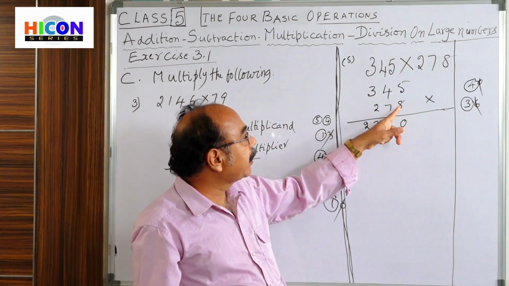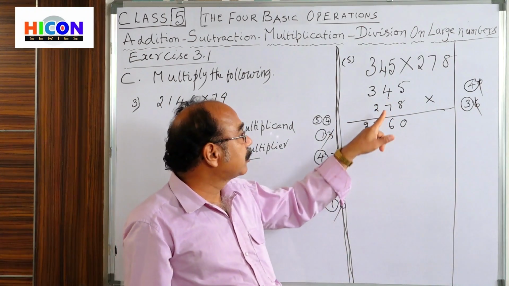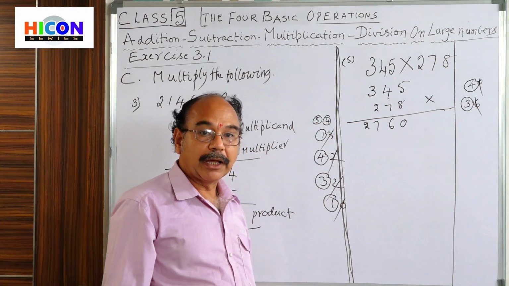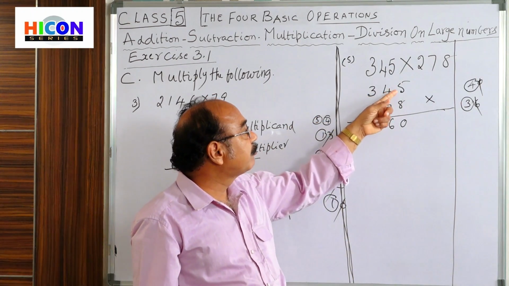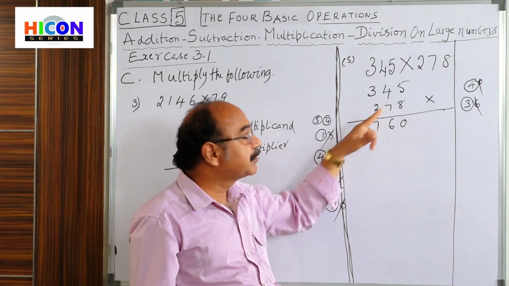Okay, we have finished multiplying with 8. Now, what is the next step? 7 now. With 7 now multiply all the digits, 345. All these digits multiply with 7 now.